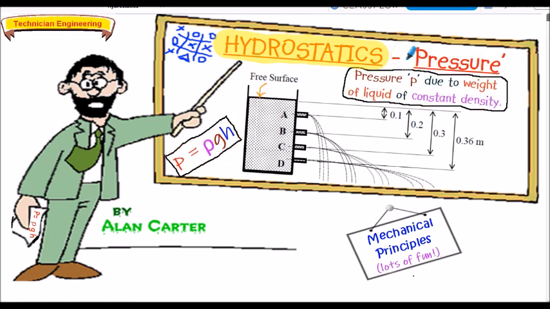In this second presentation we're now going to consider hydrostatic pressure, in other words pressure P, due to the weight of fluid of constant density. In this presentation we will define and use the formula P is equal to rho g h. It's a very standard formula used within hydrostatic analysis. It is encouraged that you've seen the previous introductory presentation before reviewing this presentation.